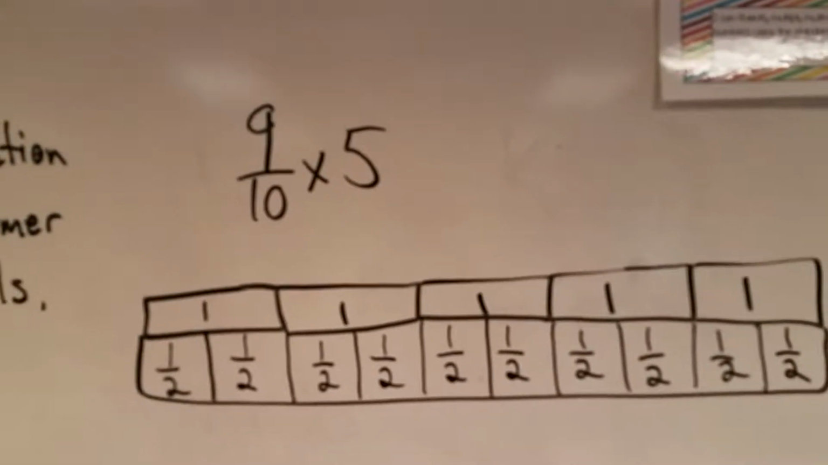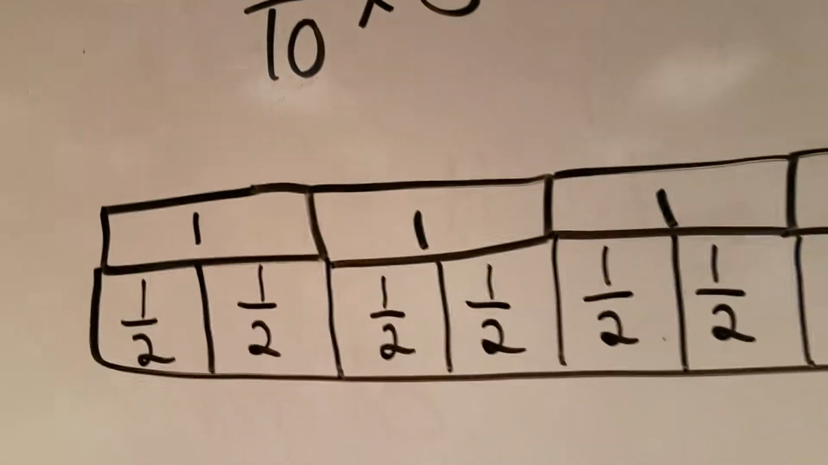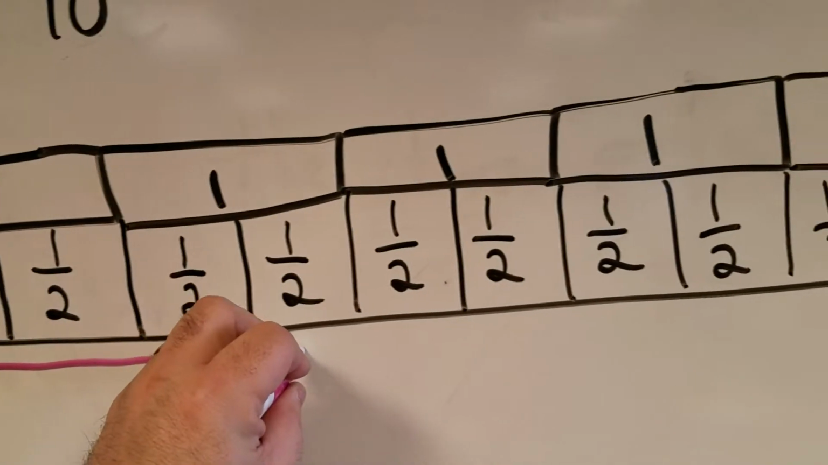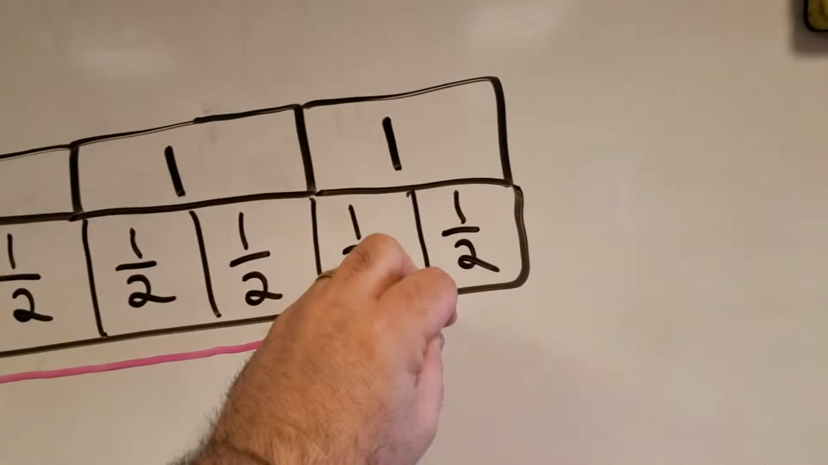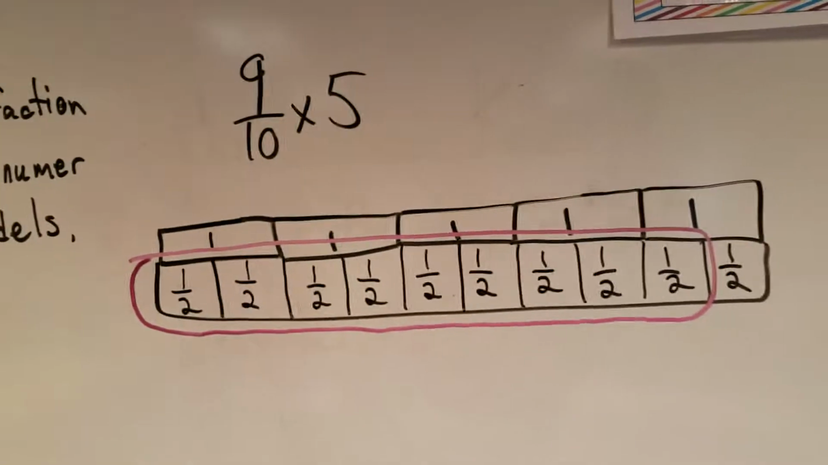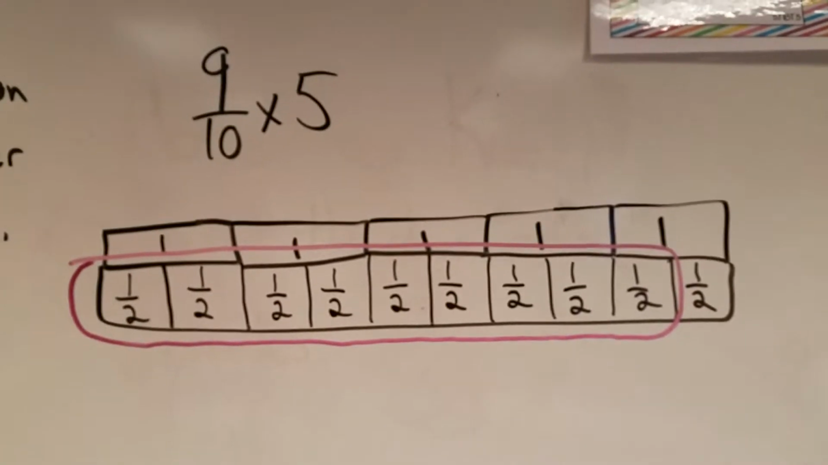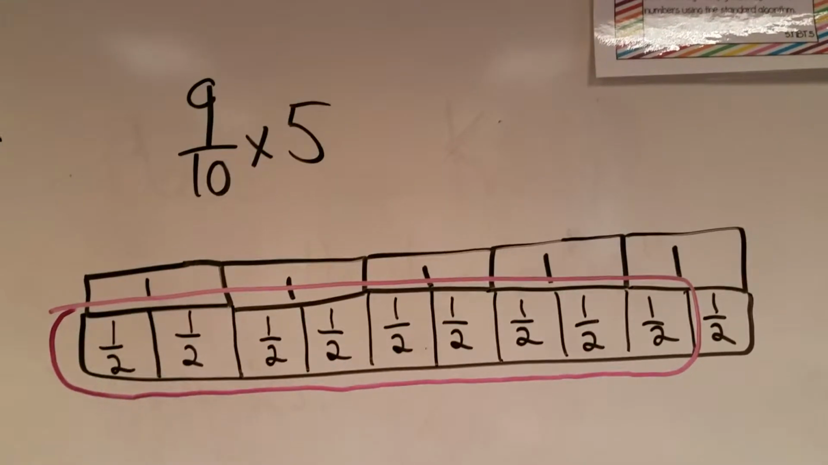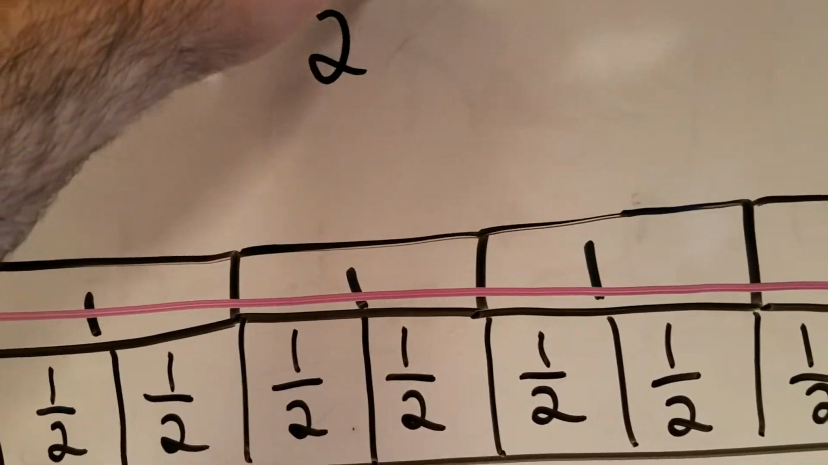Now here's where the numerator comes in handy. I am looking for what is in 9 of those 10 pieces. So I'm going to start here. I'm going to say 1, 2, 3, 4, 5, 6, 7, 8, 9. And I'm going to go ahead and circle those 9 pieces. I have 9 pieces out of 10. And I ask myself, well, what is that? There are 9 1/2 pieces. So that means my answer is 9/2.